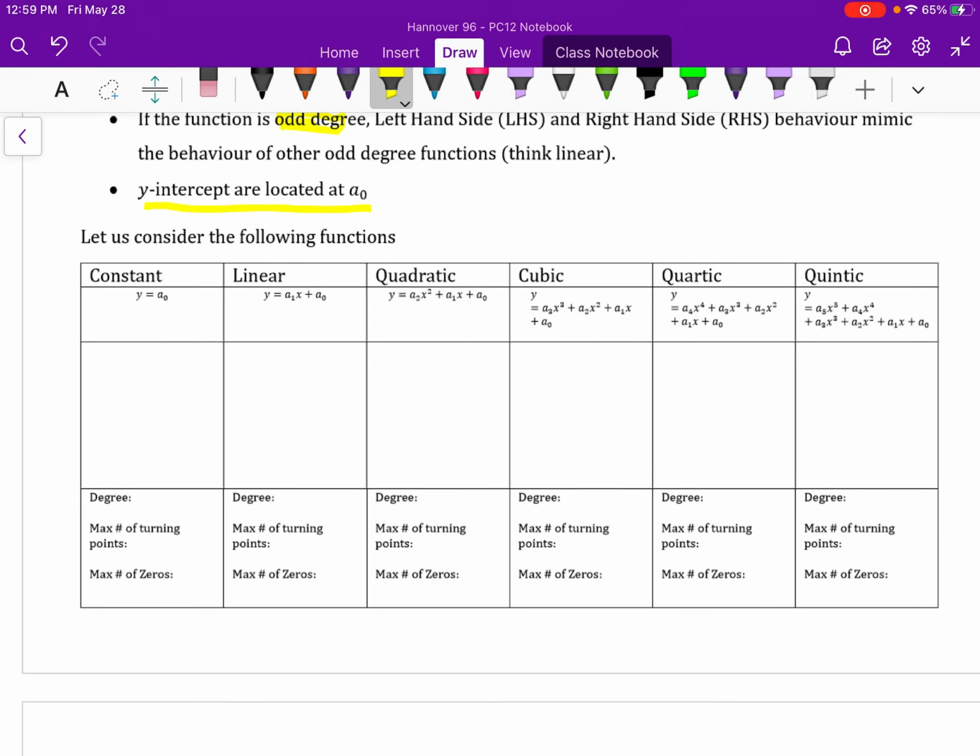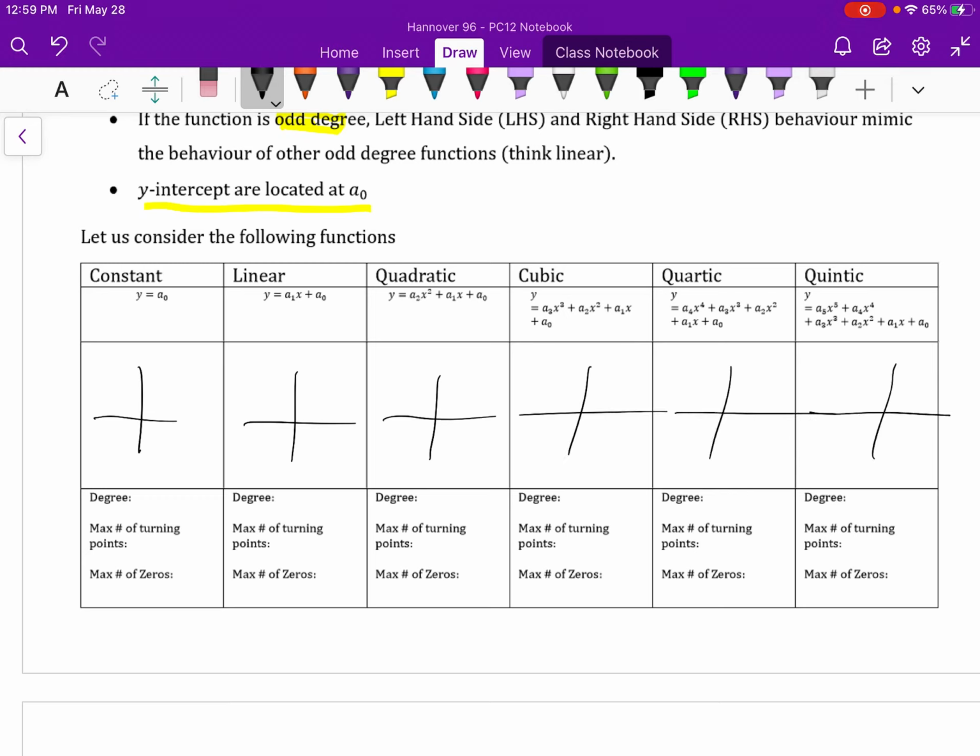So I'm just going to have some fun here. I hope it's fun. I'm going to start off with a constant function. Now, I'm going to maybe make my Cartesian plane on each of these. Hope that's okay with you.